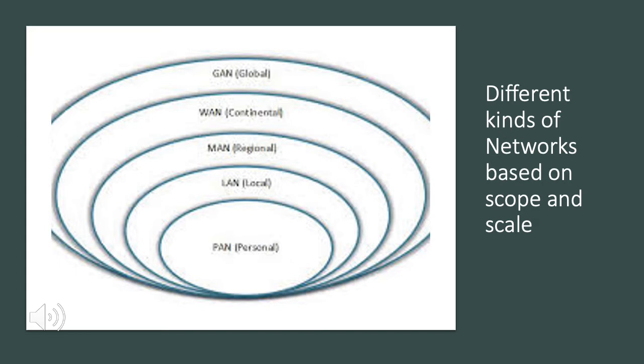Accordingly, we can have different kinds of networks ranging from the PAN, the personal area network, to LAN, CAN, MAN, WAN, and GAN. So let's take a look at each one of these in this presentation.